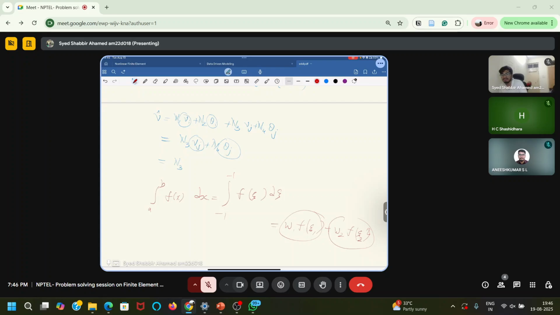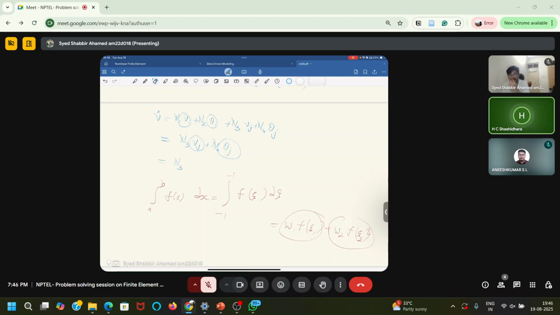So that was what we discussed. That is the assignment. Do you have any questions regarding this beam theory and finite element?